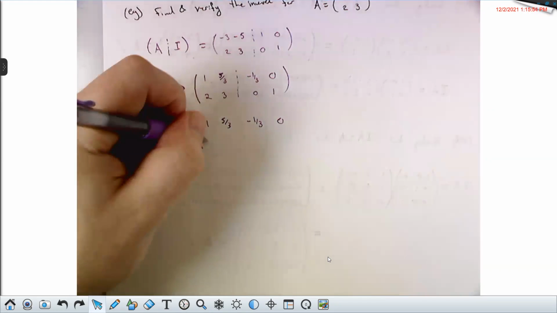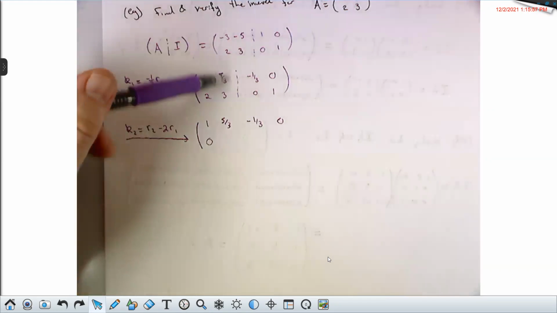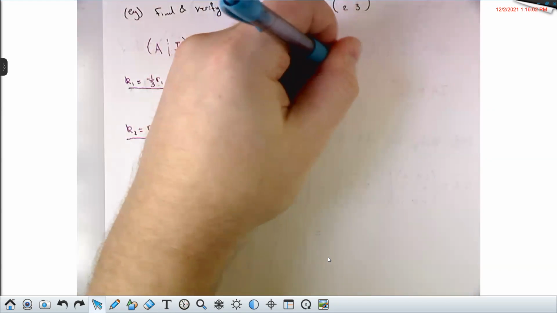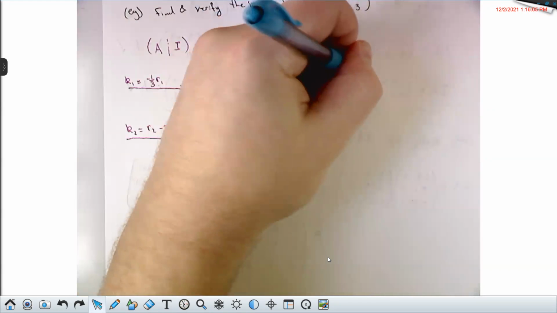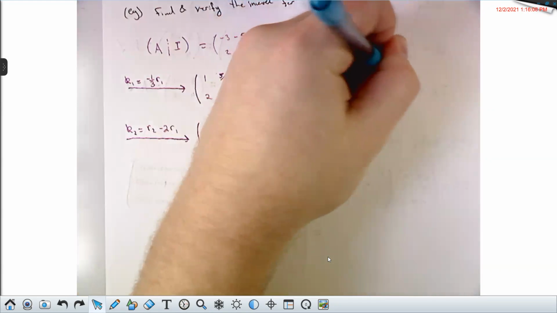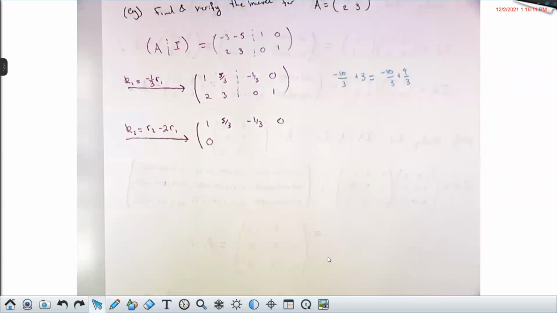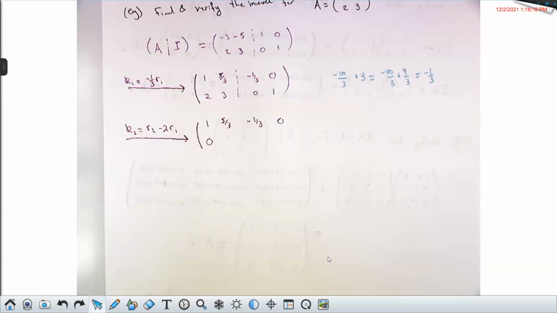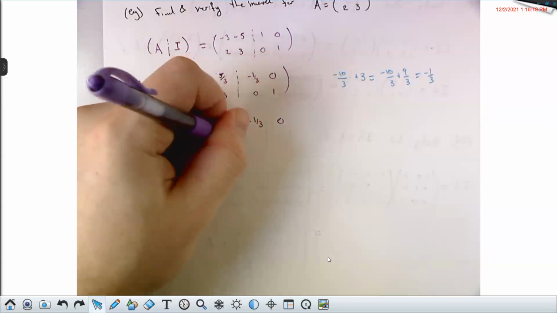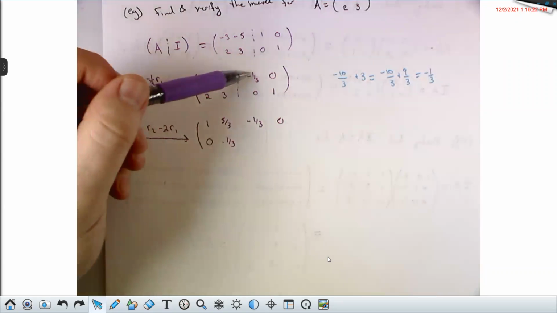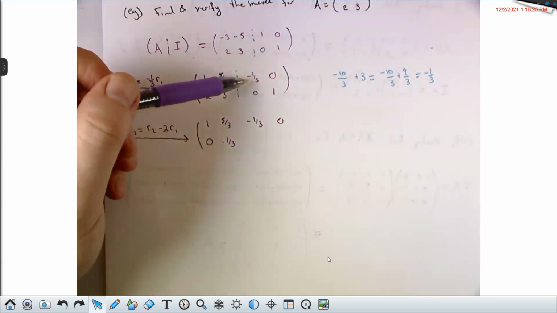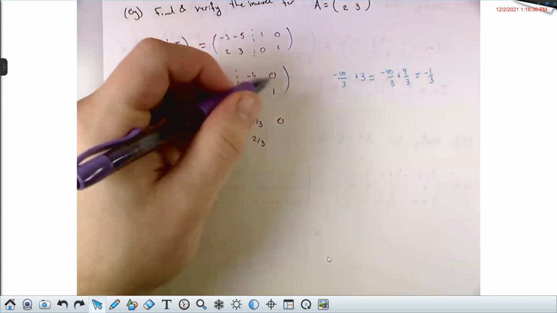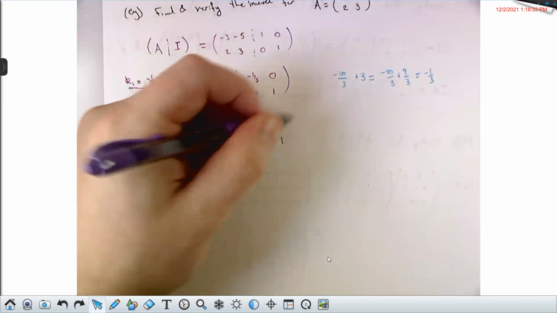-2 times this plus this is 0. That's by design. -2 times 5/3 is -10/3. I'm going to step to the side to do the arithmetic. So I need to add negative 10 thirds to 3, which is negative 10 thirds plus 9 thirds, which is negative 1/3. So this will be a negative 1/3. I need to multiply this by negative 2. That's positive 2/3. 2/3 plus 0 is just 2/3. No need to do work there. And negative 2 times 0 is 0 plus 1 is still 1.